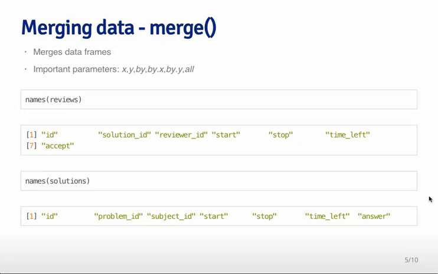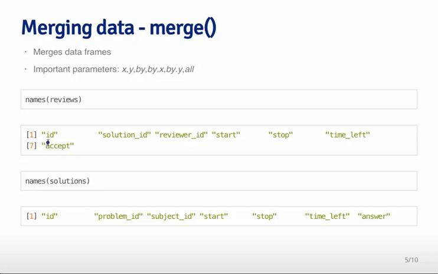So the first thing that we might want to use is the merge command to merge these data sets together. Again, if we look at the names of these two variables, we can use the solution ID in the reviews data set and the ID variable in the solutions data set to merge these data sets together. The important parameters to merge are x and y, which are two data frames. And then you can use either by or by.x, by.y to tell merge which of the columns it should merge by. By default, it merges by all of the columns that have the common name.